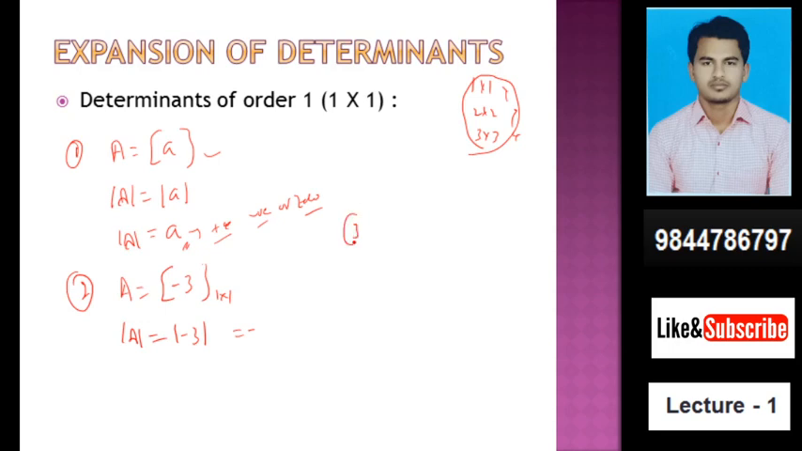Now example number 3. A is equal to the unknown variable x. What is the determinant of x? Don't write order here. It is equal to what? The value is x. I am just going to remove the determinant. The value is x.